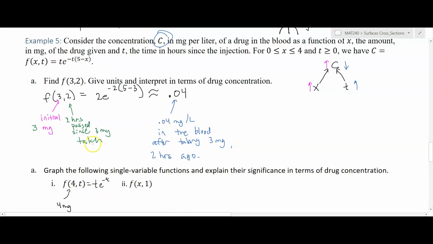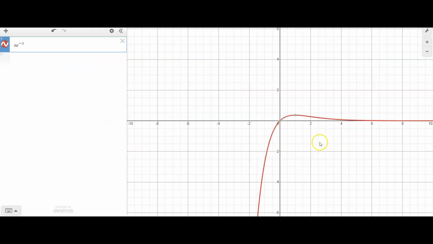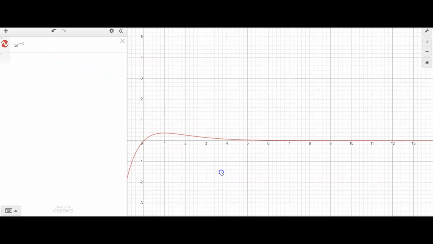So to take a look at this graph, let's go ahead and plot it in Desmos to make our lives a little bit easier. And here's the graph that I get when I plot x e to the negative x. So my concentration axis and the amount of time that has passed. So I see, first of all, at time 0, I have nothing in my bloodstream. That means I haven't taken the medication yet. Then I've swallowed the medication.